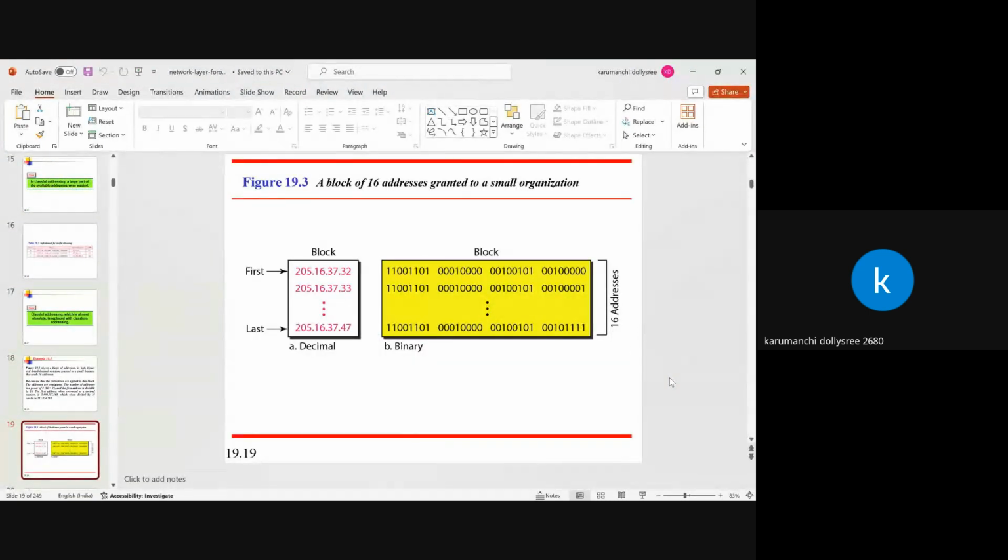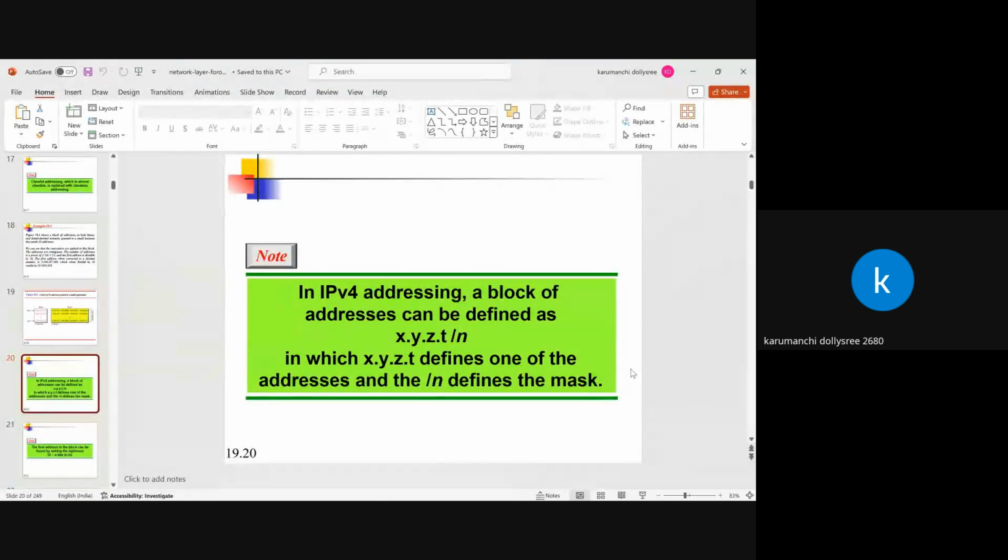So if you see here, a group of organizations is present which has 16 addresses within it. You can see the binary notation and the decimal notation they have given, right? In IPv4 addressing, the addresses can be defined like, for example, x.y.z.t/n. Here the x.y.z.t we can take as any numbers, like for example 10.1.0.0. If you take this, slash n will be 16, right? Because you are using 2 bytes here.